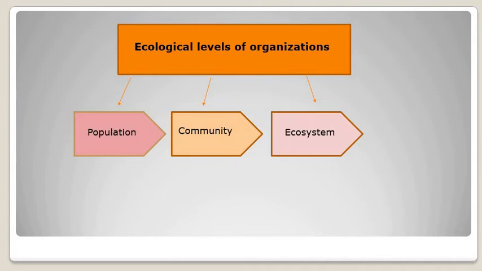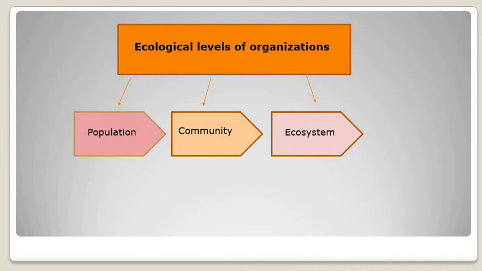Now what is the difference between them? What do you mean by population, what do you mean by community, and what do you mean by ecosystem? A population is nothing but a particular kind of individual, say rat, or deer, or crows. Community: different types of organisms interacting together in a specific area is said to be a community. And ecosystem: different types of living and non-living components interacting together is said to be the ecosystem.